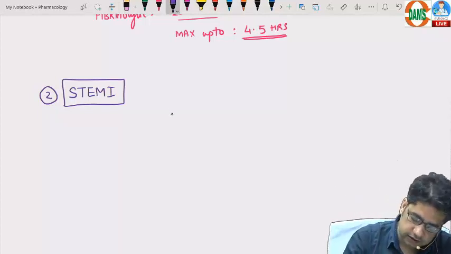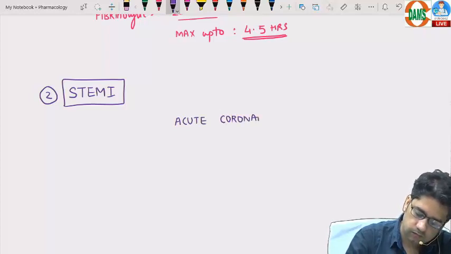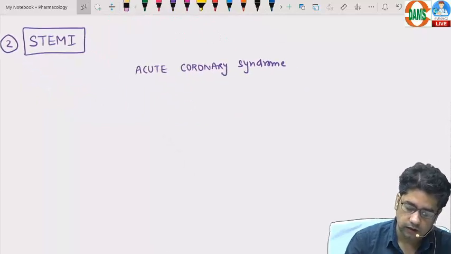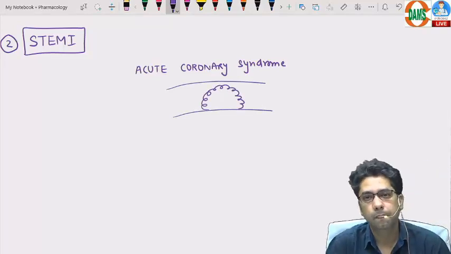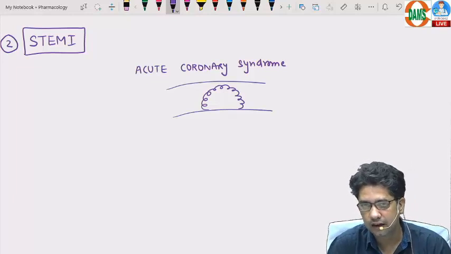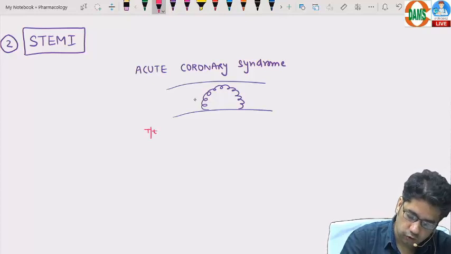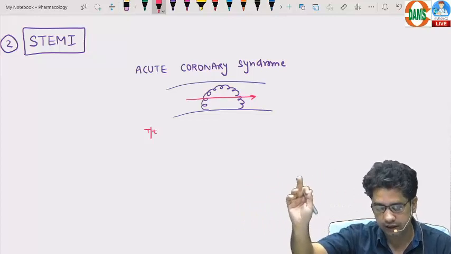There is a condition known as acute coronary syndrome. Now what is acute coronary syndrome? In acute coronary syndrome, there is sudden blockage of a coronary artery. And for the treatment, we have to open this coronary artery and restore the blood perfusion again.